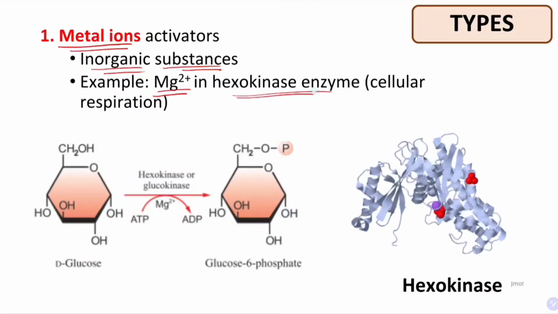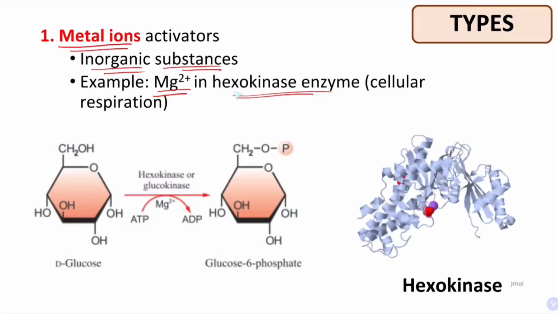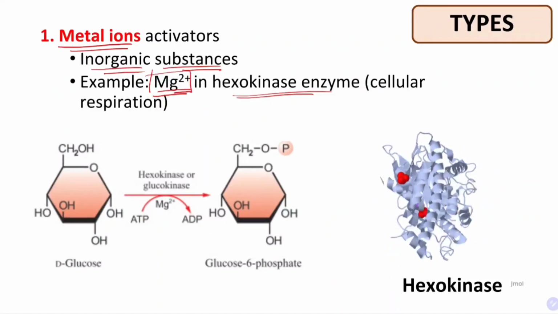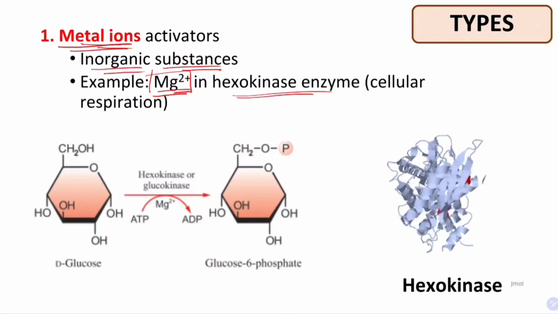So nanti awak belajar hexokinase ni dalam chapter cellular respiration. So at this point awak hanya perlu boleh state magnesium 2+, an example of metal ion cofactor.